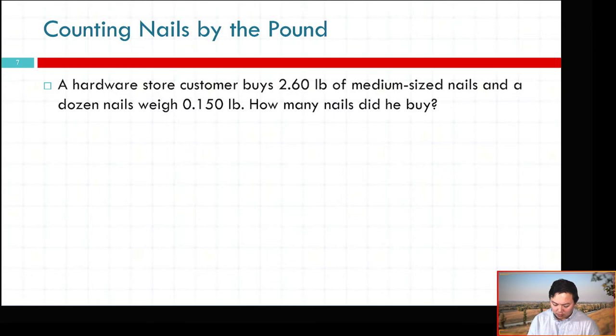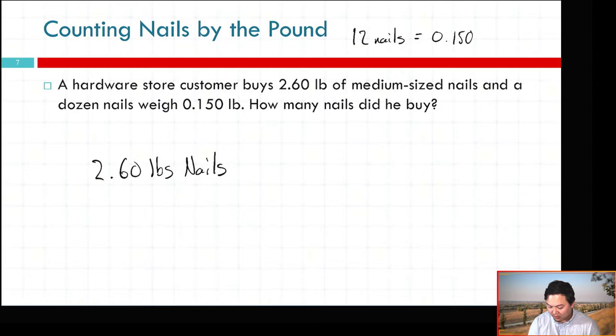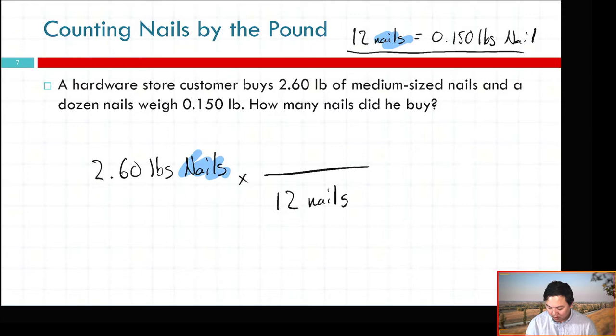So if we have 2.60 pounds of nails, and we know a dozen nails weighs 0.15 pounds, this is why we've been doing all of this unit analysis, right? Because we can say 12 nails is equal to 0.150 pounds of nails. And so this is now a conversion factor, right? I have nails on top here, I have nails in my conversion factor, I can just multiply by 0.150 pounds of nails. And our nails here cancel, so we get... oh, sorry. I flipped this.